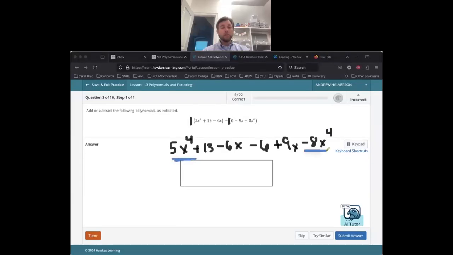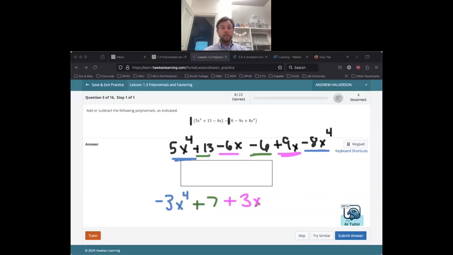Combine your like terms. This one is like this one over here. So that becomes negative 3x to the 4th. This one, plus 13, is like this one here, minus 6. So 13 minus 6 gives us plus 7. And then, where are we at? Minus 6x plus 9x gives us what? Oh, yeah, plus 3x. Voila.